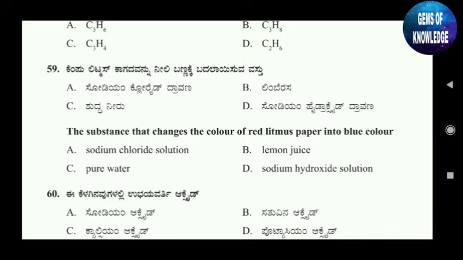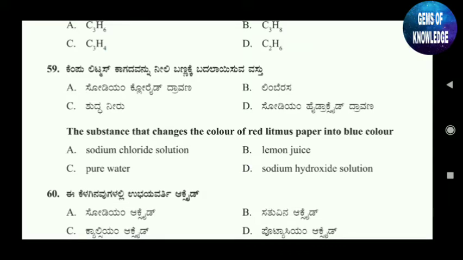Sodium chloride solution is a salt solution, that is nothing but salt. Pure water we know has the pH value of 7, that is normal pH, so this is not a base. Lemon juice contains acidity, acid content, so it will become acid. The last option left is sodium hydroxide solution. This sodium hydroxide solution is a strong base. So the substance that changes the color of red litmus into blue is the sodium hydroxide solution. So the correct option is D1.